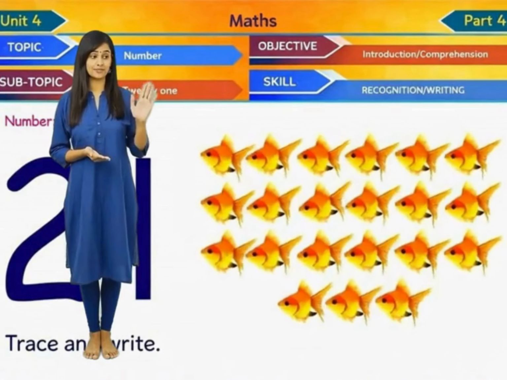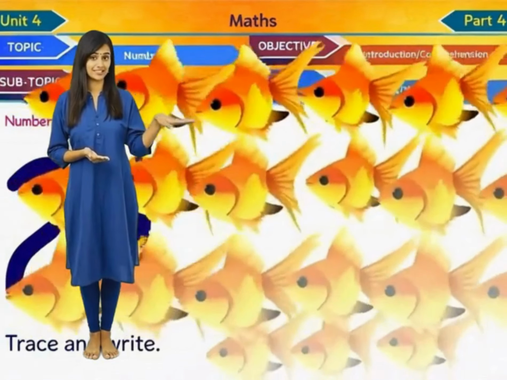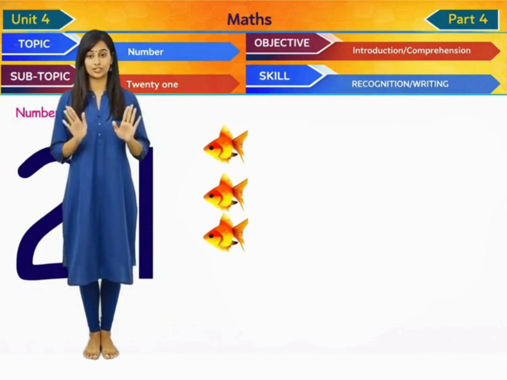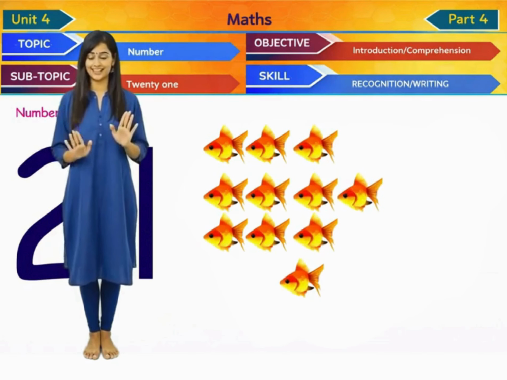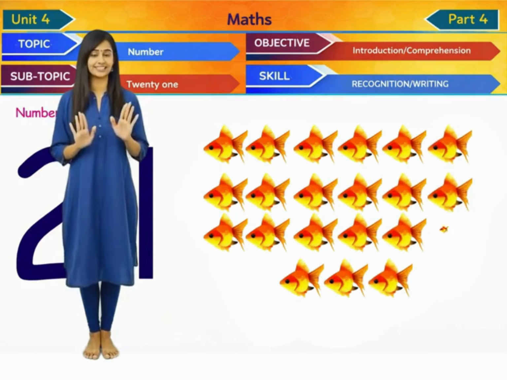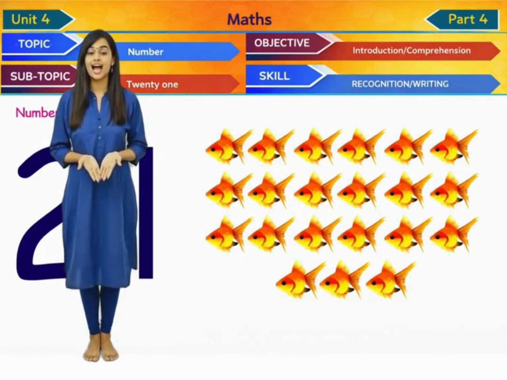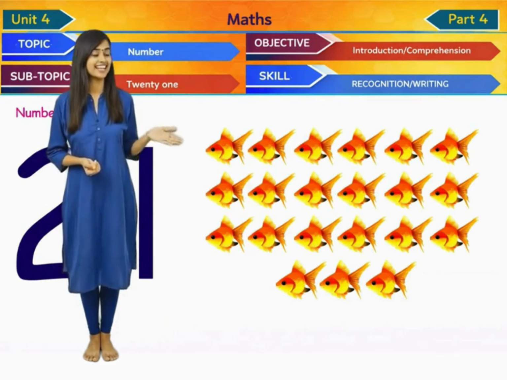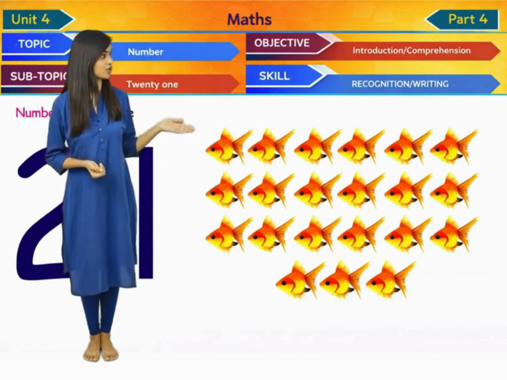Now let us count the fish slowly and carefully. Watch the fish and count with me. 1, 2, 3, 4, 5, 6, 7, 8, 9, 10, 11, 17, 18, 19, 20, 21. So children, when we count all the fish together, we get 21 fish. That is why this number is called 21.